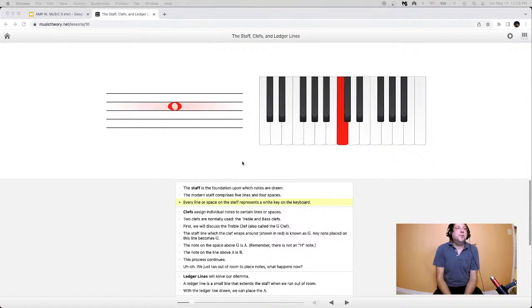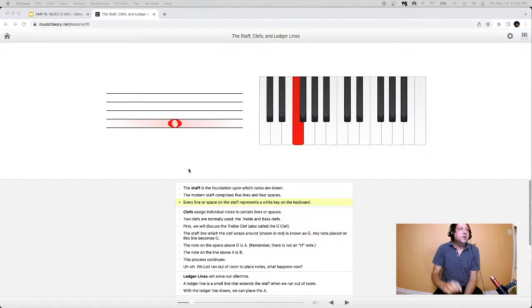Now, how do you know what line means what? That's what these 2 symbols are for. These are called clefs, and they let you know the layout, the way that each note corresponds. And you can move it around. You'll see how that works in a second. So the treble clef and the bass clef are the 2 typical ones. You'll see that on all of our choir stuff and anything else.